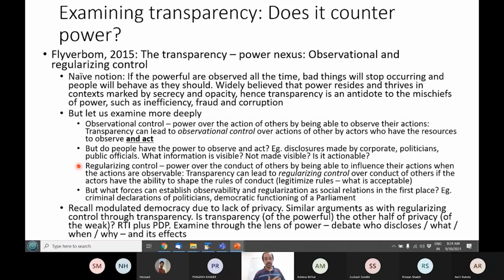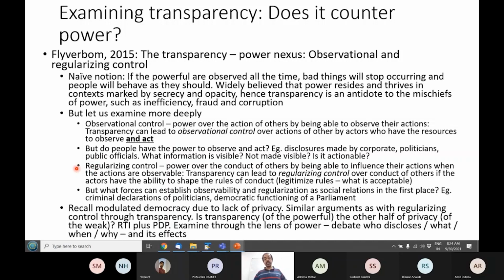That now over time, though you might stop acting upon it very actively, there will still be a regularization that will get imposed, that in general the conduct will change, right? But this also, of course, depends that only once you are able to put some meaningful threat through observational control, only then will regularizing control become effective, right?